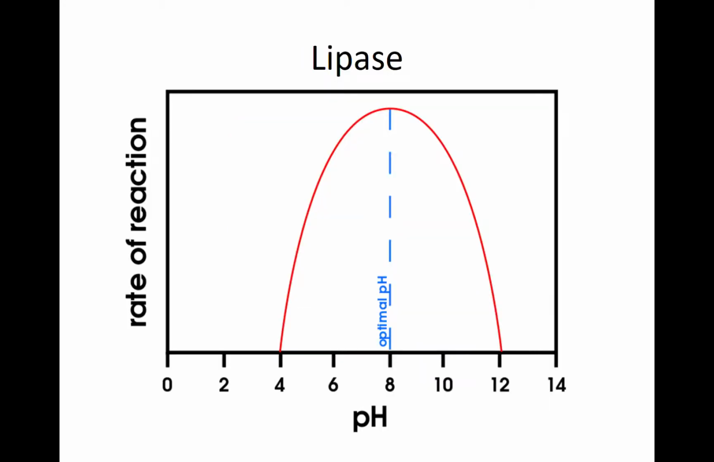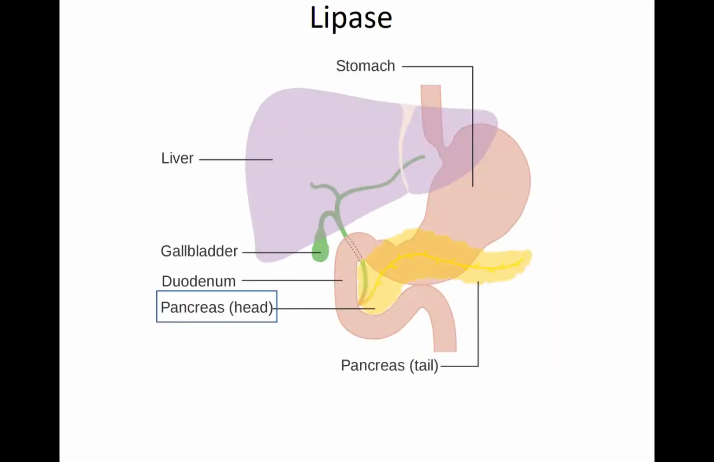Lipase. Lipase has an optimum pH of around 8. Lipase is produced in the pancreas. Since it has a pH optimum of around 8, that means it requires an alkali environment. However, the food has only just left the stomach, which is an acid environment. This is why we have developed the gallbladder.